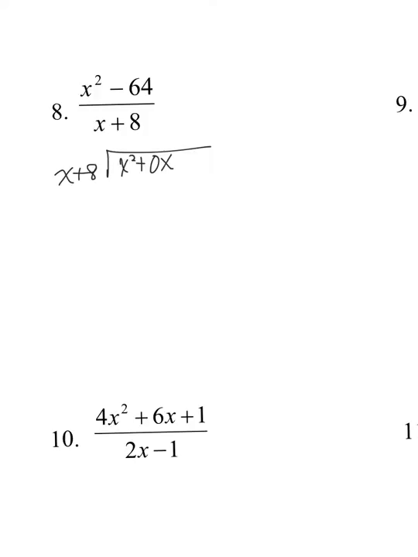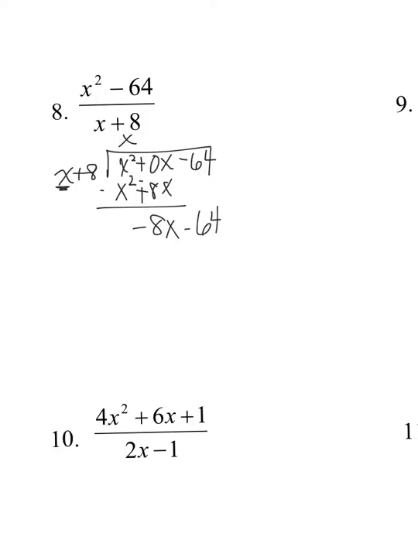0x is the same thing as 0, so you're not changing the value of your polynomial. You're just representing that degree. And then minus 64. So here again, we only look at the first term. x goes into x squared one times, for x. So x times this is x squared plus 8x. And then we subtract. So you get negative 8x minus 64.